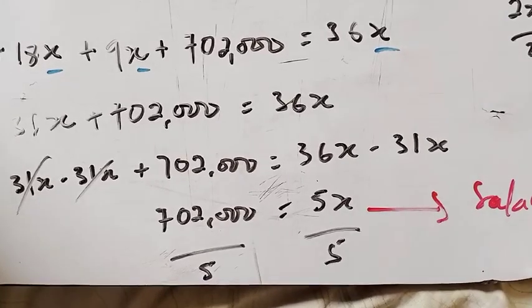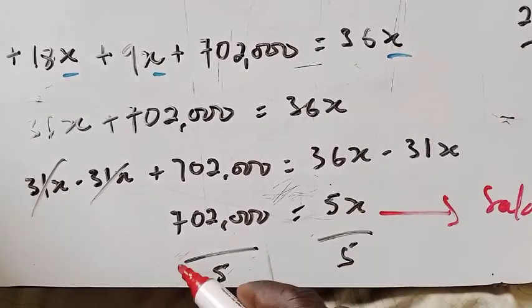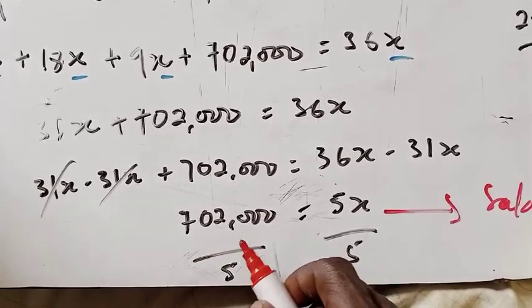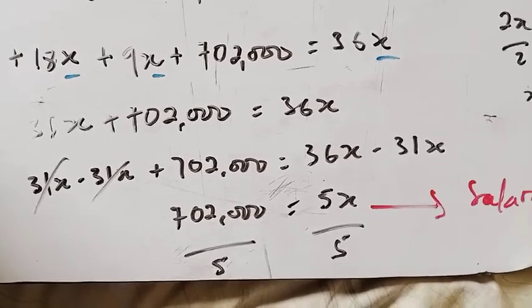What do you think? Maybe comment in the comment section below the value of the x after doing this calculation. So you have 702,000 divided by 5. So what is your answer? Let me hear from you in the comment section below.